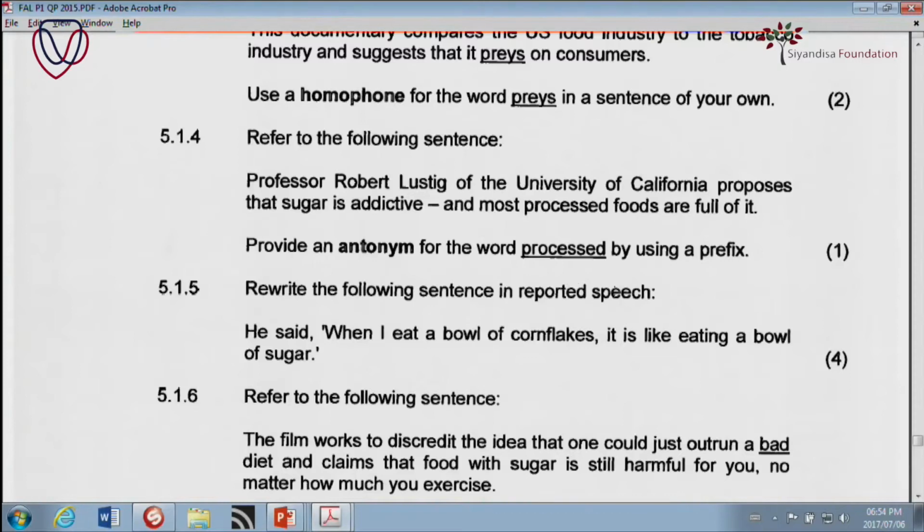Rewrite the following sentence in reported speech. In other words, indirect speech. He said, "When I eat a bowl of cornflakes, it is like eating a bowl of sugar." Right, now we'll stop at that point.